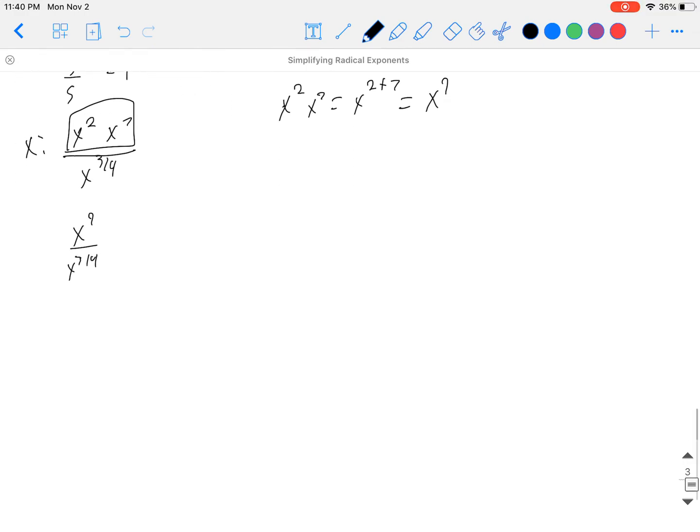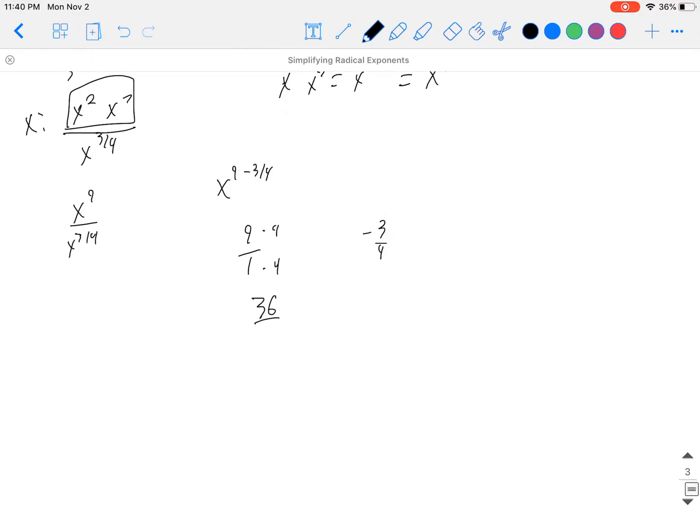Next, we must use the quotient rule to simplify this further. So we have x to the 9 minus 3 over 4, and now we need a common denominator. So we have 9 over 1 and negative 3 over 4. So if we multiply the top and bottom of 9 over 1 by 4, we get 36 over 4 minus 3 over 4, giving us 33 over 4.